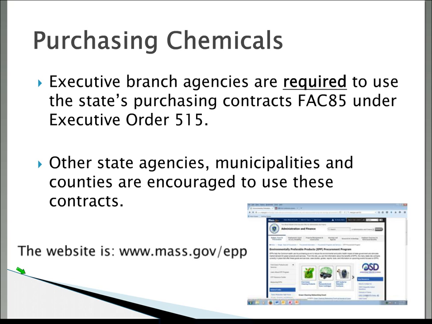So purchasing the environmentally preferable products, the executive branch state agencies are required to use those, and that is under contract FAC 85. And you can access that on the COMBUYS website, which is combuys.com.